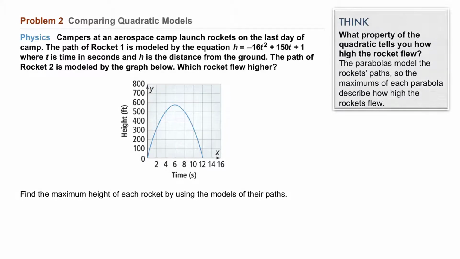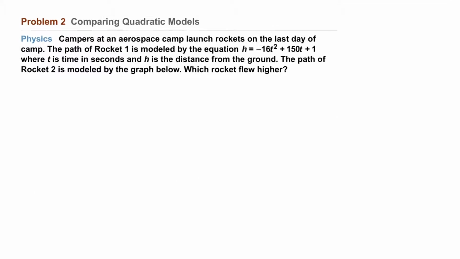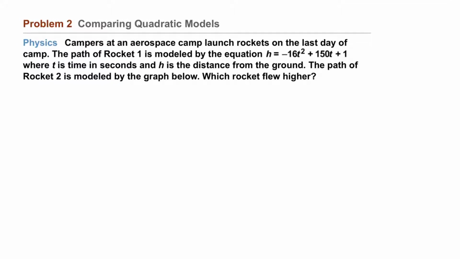Problem 2. Comparing quadratic models. Physics. Campers in an aerospace camp launch rockets on the last day of camp. The path of rocket 1 is modeled by the equation h equals negative 16t squared plus 150t plus 1, where t is time in seconds and h is the distance from the ground. The path of rocket 2 is modeled by the graph below.